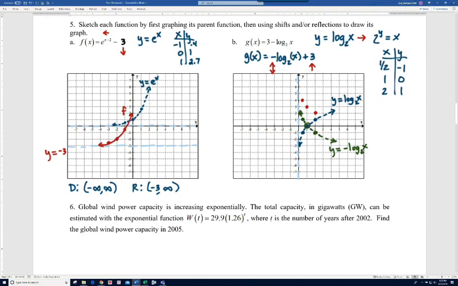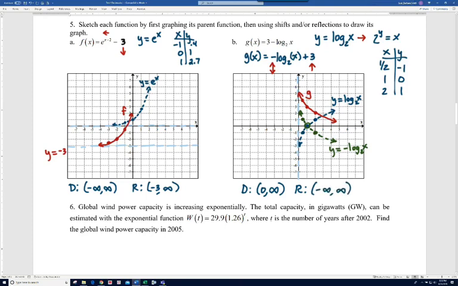Notice the asymptote won't change when I move the points up 3. And so it's just going to be where it was before. So there's your graph. And if you're looking for the domain here, which I would encourage you to try first, the domain is 0 to infinity. And the range is going to be all real numbers. There is no lowest or highest point.